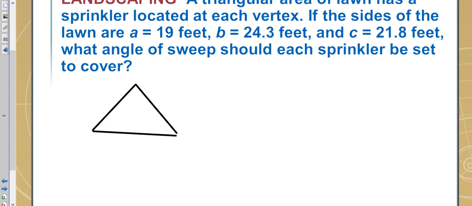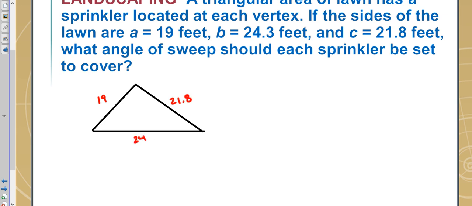Well, as I look at my drawing, it doesn't appear right, so I'm going to make this a little bit wider, make it easier to tell. We're going to make this the shorter side, and we'll just see how it turns out. I'm sorry about this, trying to get it all connected. To me, this appears to be the shortest, so I'll say that's 19. This is the middle, so this will be 21.8, and this will be the 24.3. 24.3 came across from B, 19 came across from A, and this comes across from C. So there's my drawing. What angle sweep should we set to cover?